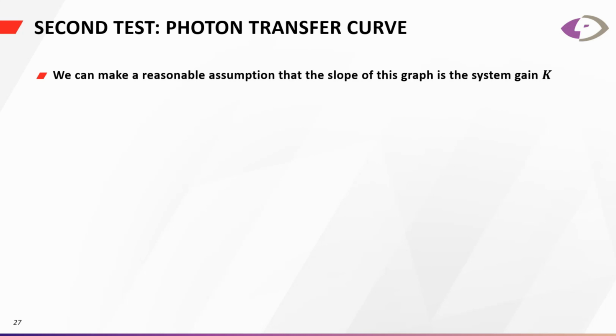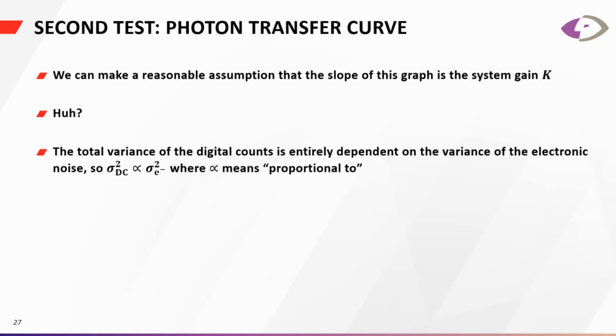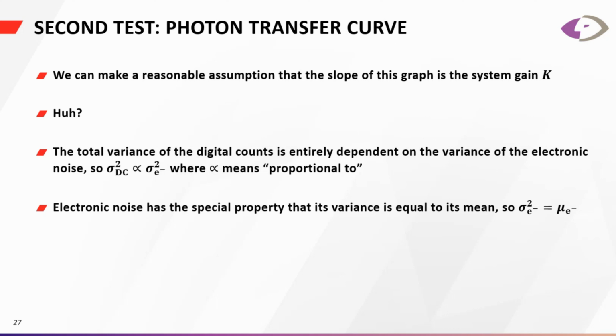Well, so consider this, and this is the plausibility argument. The total variance of the digital counts is entirely dependent on the variance of the electronic noise. So here, the variance in the digital counts is proportional to the electronic noise, and that symbol just means proportional to. And electronic noise has a very special property that its variance is equal to its mean. And this is a property of electrons as particles. The technical term is a Poissonian distribution. And for this particular type of statistics, the variance is equal to the mean. So the average number of electrons that's coming through is equal to the variance of that statistical distribution.